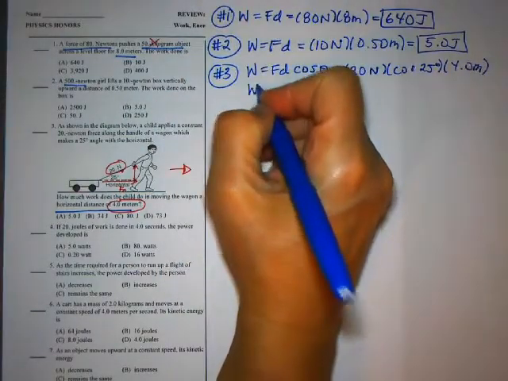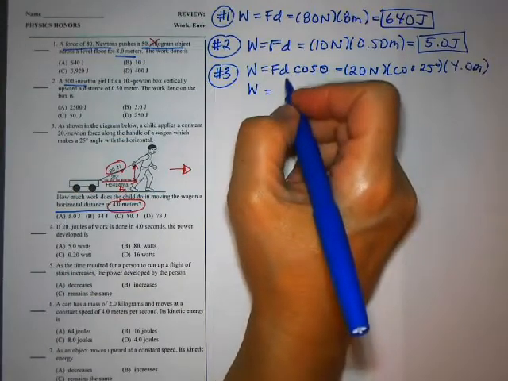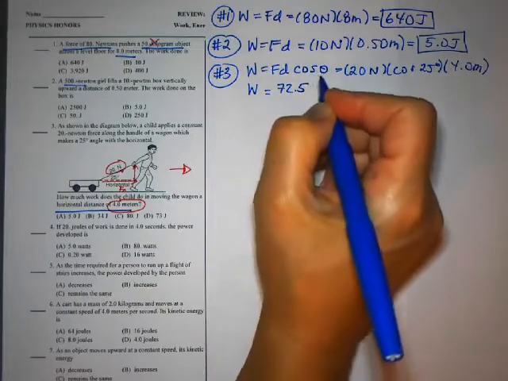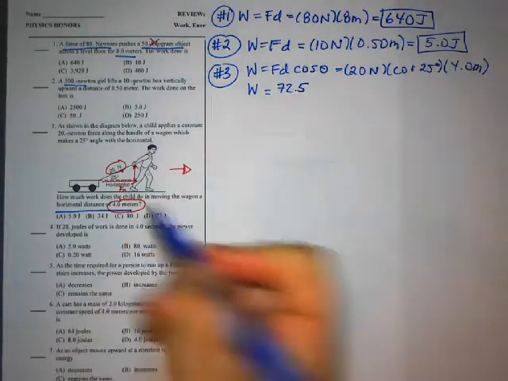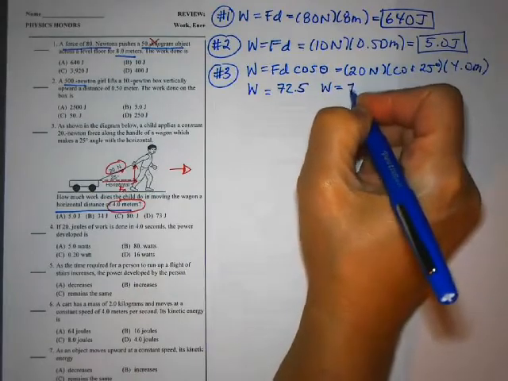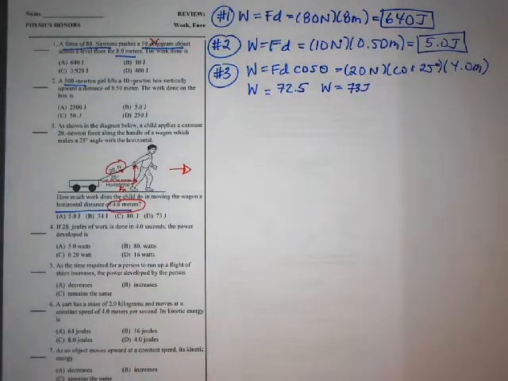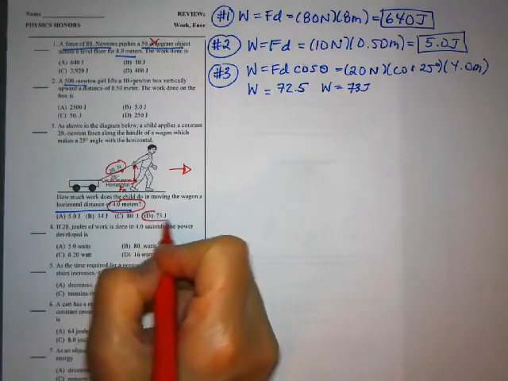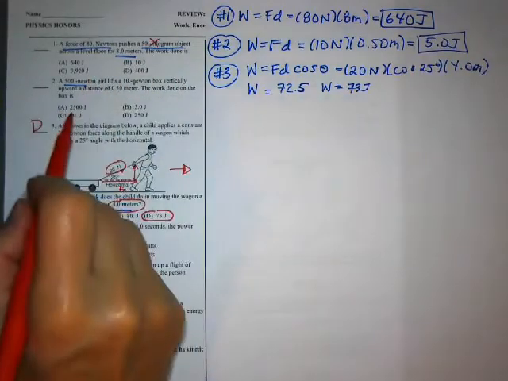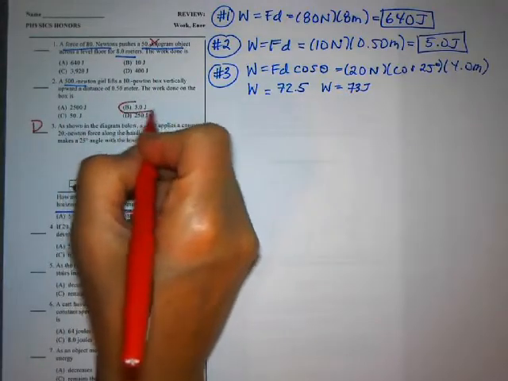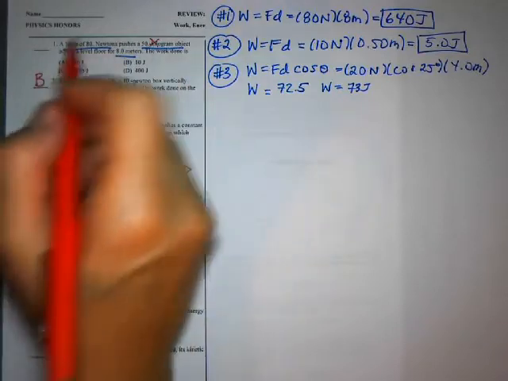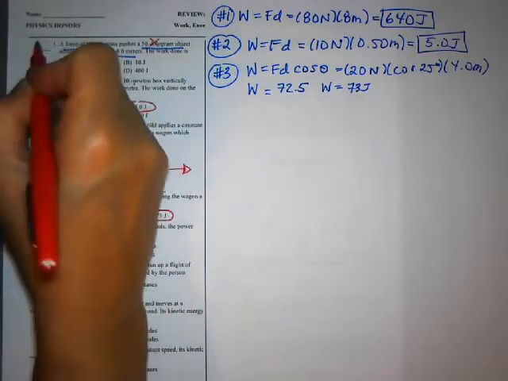So for number 3, W comes out to be 72.5, but when I look at my choices, it hasn't the correct significant figures, so it comes out to be 73 joules. So this was 73, so that's D. This number 2 was 5 joules, so that's B. And then number 1 was 640, which was A.